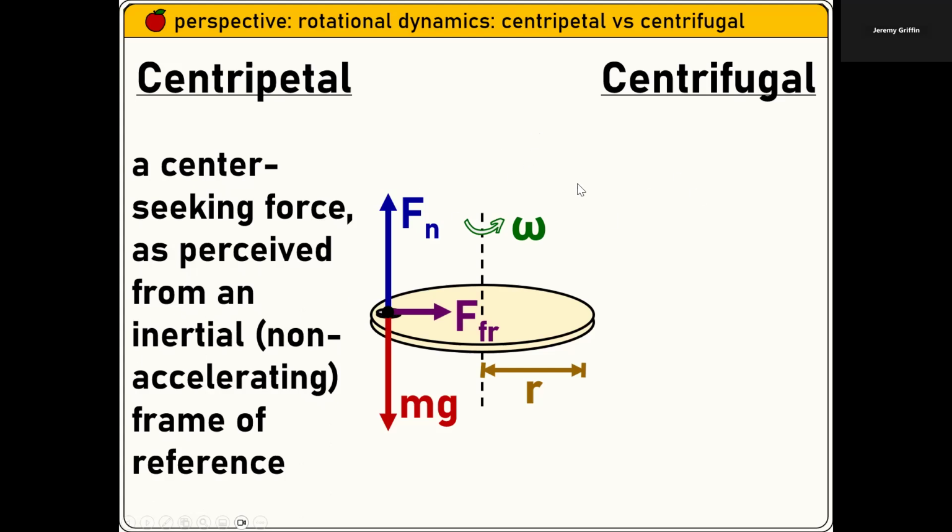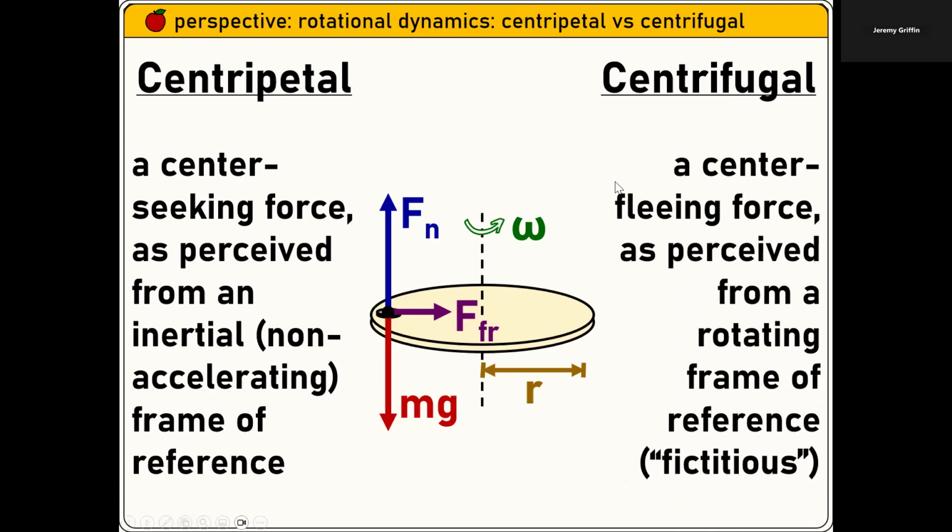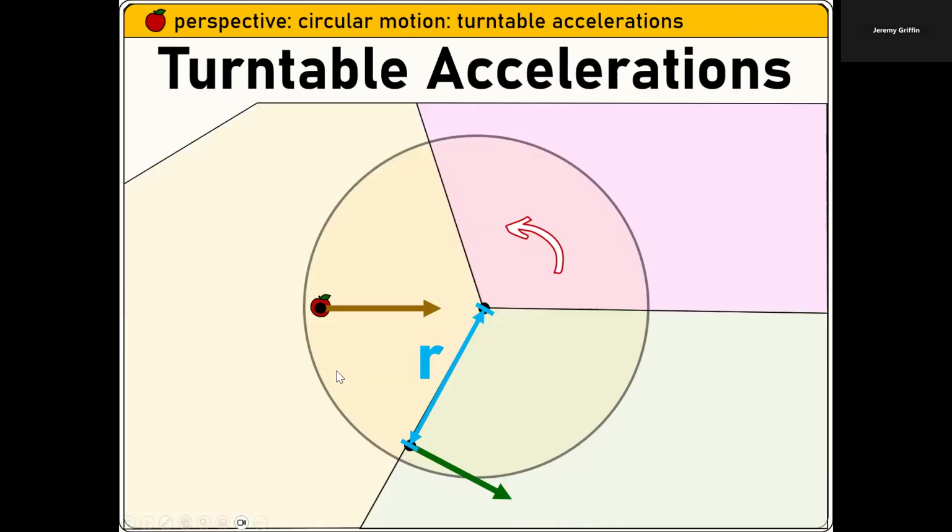This other term, centrifugal, like centrifuge, is if you're on the rotating platform, which would no longer be an inertial frame of reference because you would be moving in a circle. To you, it feels like you're being thrown out, although there is no actual outward acting force. You would perceive it that way if you're on the rotating platform, so it's sometimes called fictitious. It's not really there. So in this class, we're going to solve everything in terms of an inertial frame of reference, centripetal.